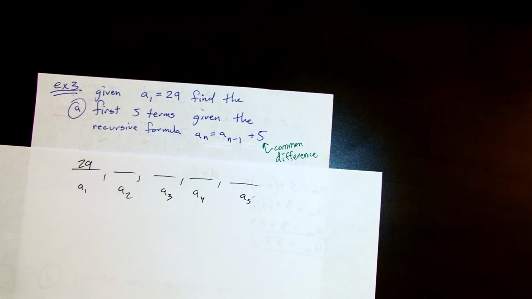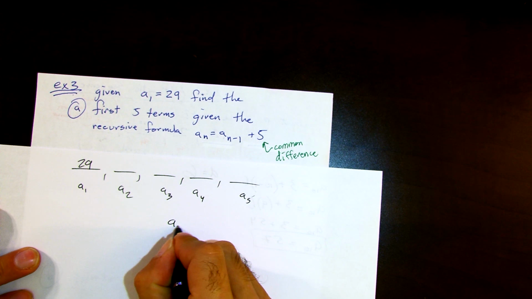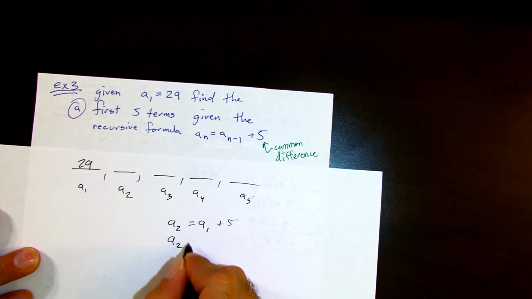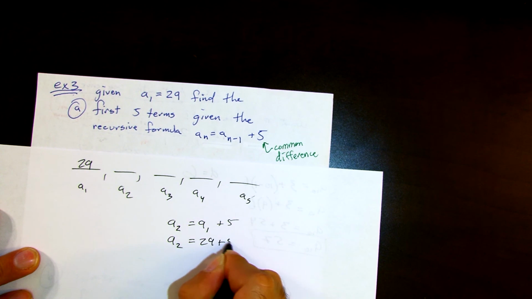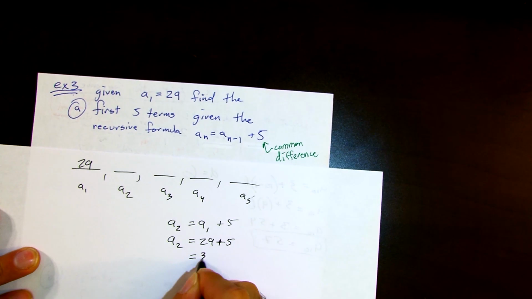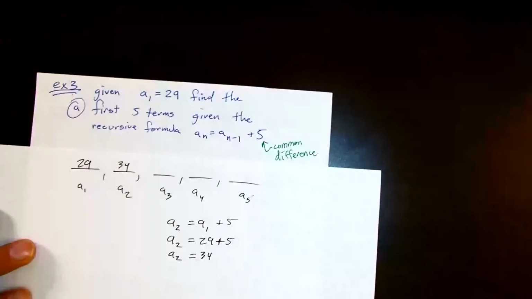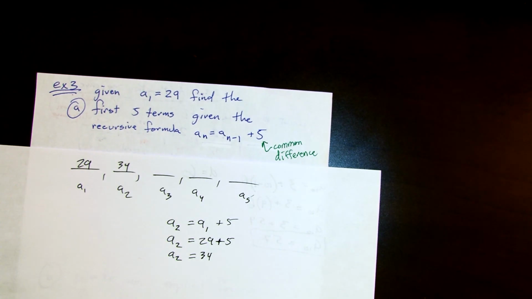So we know our common difference. Let's go ahead and fill them in. You don't have to do much formula work. Maybe do it for the first one. A sub 2 is equal to a sub 1 plus 5. A sub 2 is equal to 29 plus 5. 34. Keep going. Give me your answers in the chat when you're done.